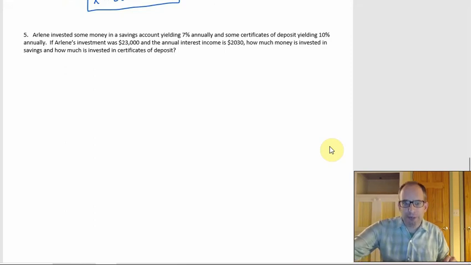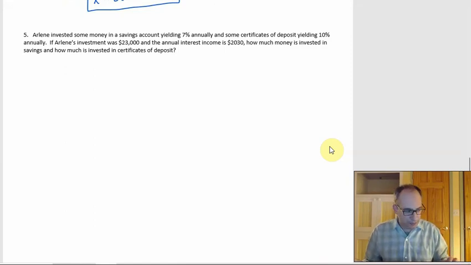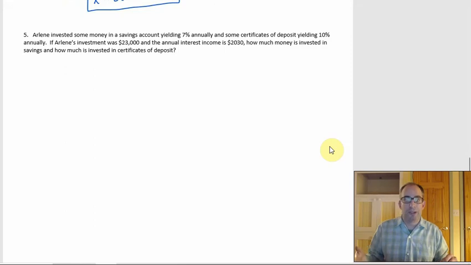All right, so we have that Arlene invested some money two different ways. Savings account yielding 7% annually, and some CDs yielding 10% annually. So if her initial investment was $23,000, and then the annual interest income is $2,030, how much money is invested in savings, how much is invested in CDs? So how is it split up? That's what we're trying to figure out.